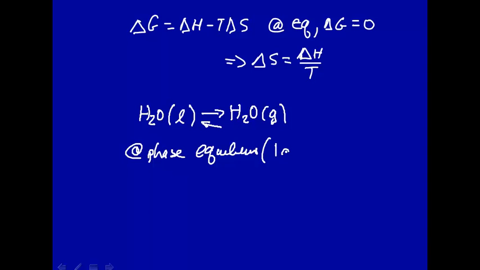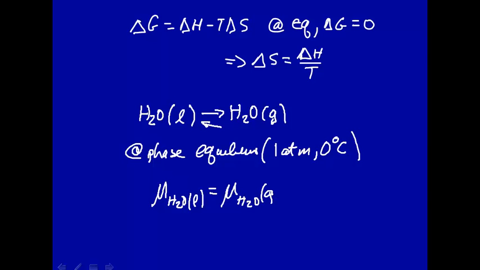For example, this could be 1 atmosphere and 0 degrees C, where ice melts or freezes, and in those conditions there you have an equilibrium. The chemical potential of water in the liquid phase is equal to the chemical potential of water in the gas phase. All right, so that's thermodynamically what we mean by phase equilibrium. The chemical potential of the substance in the two phases is equal at phase equilibrium.